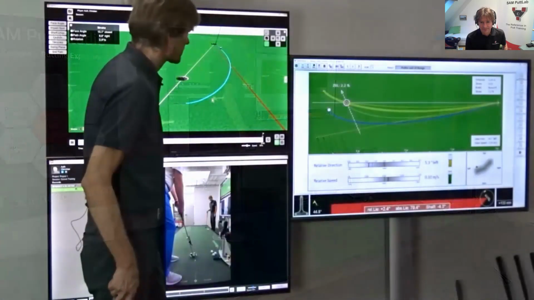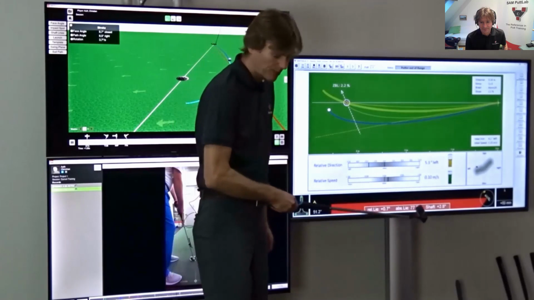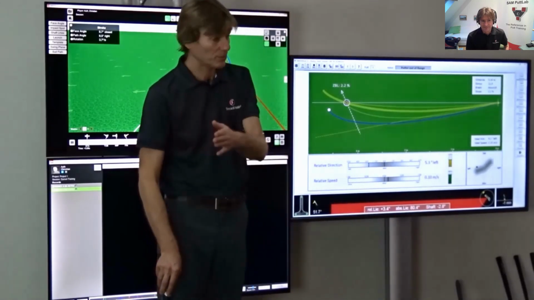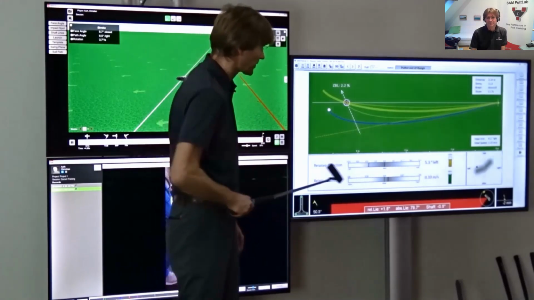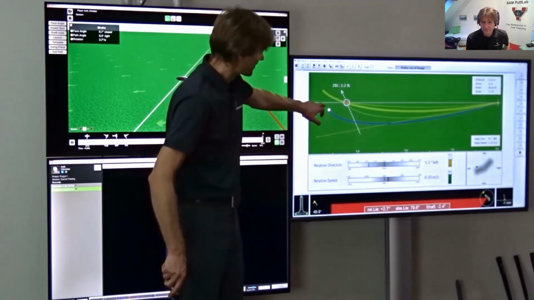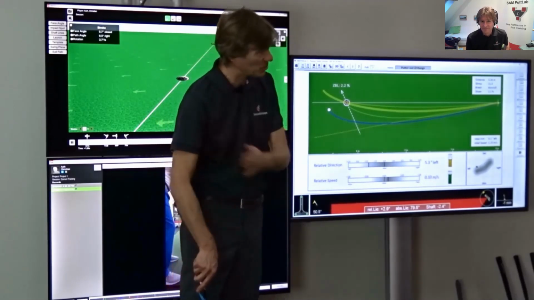Okay, let's just check. So this was very much up to the left. So this was an aim which was way too high. Speed was again very nice. So again you managed to get the speed right, but this was definitely too far left.